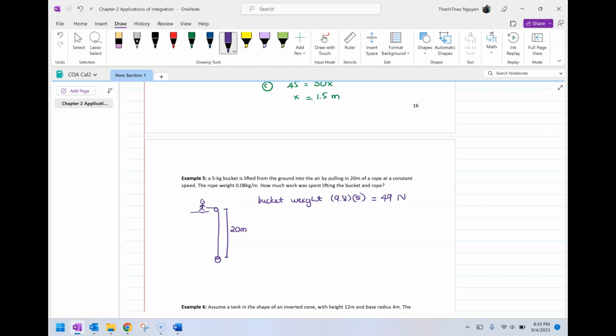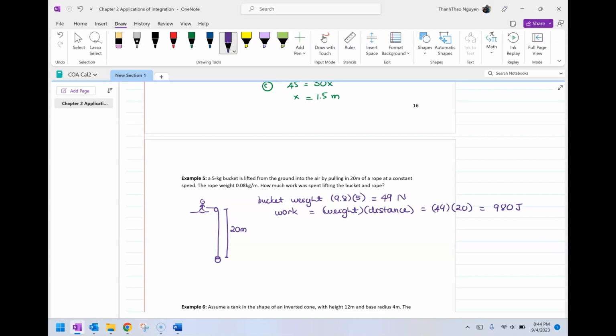Now the work done lifting this bucket alone is equal to the weight of the bucket times the distance it needs to go. The weight of the bucket is 49 Newtons. The distance, well, we have to pull 20 meters. So it requires 980 joules to lift the bucket. Okay, so how about the rope?